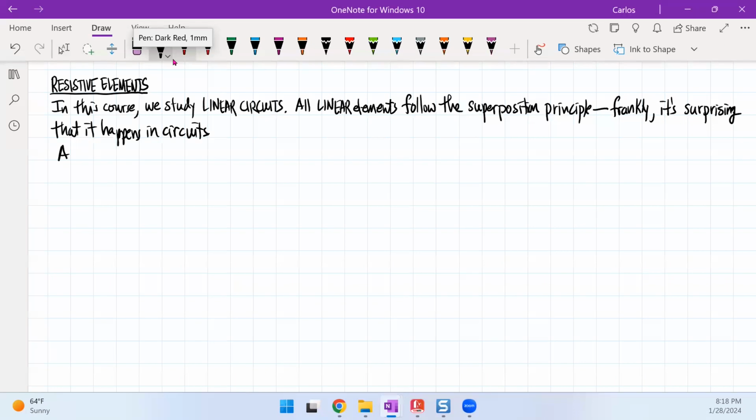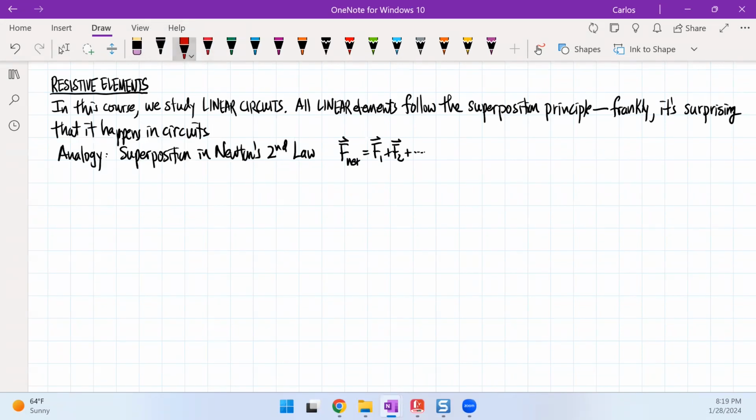So if I think about analogies of what I mean by superposition, there is superposition in Newton's second law. And what we mean is there's this thing called the net force, and the net force is the sum of a series of individual forces that act on an object.